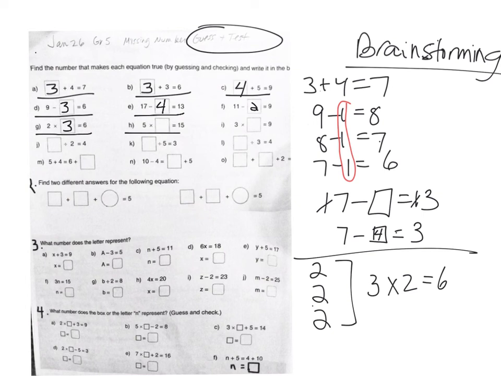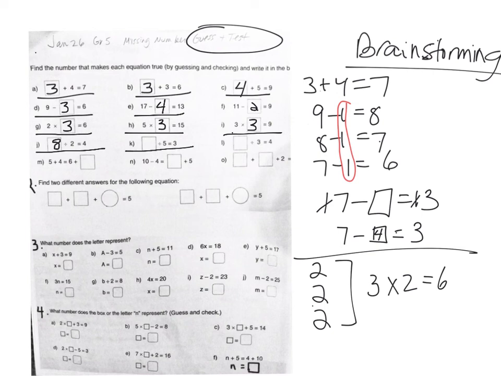How about H? 5 multiplied by an unknown number is 15. The answer is 3. And you could try it in a variety of ways, or maybe you just know that math fact. I, 3 multiplied by 3 is 9. J, what number multiplied by 2 equals 4? In other words, what number would I cut in half and get 4? And of course the answer is 8.